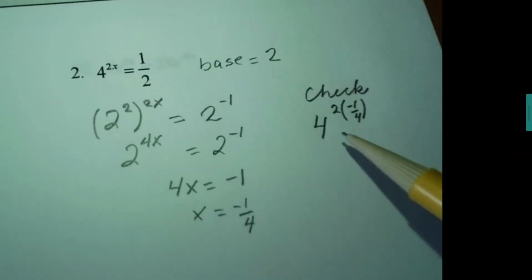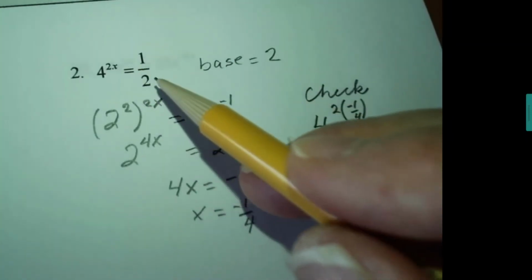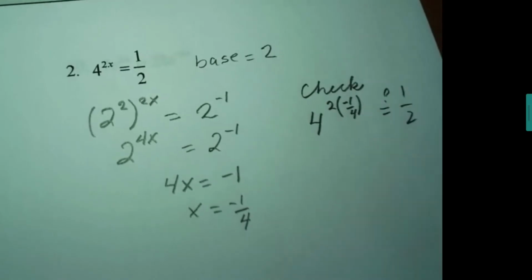Okay, let's check this one. So I'm going to write 4 to the 2 times negative 1/4, right? And then we're going to check and see if we get that 1/2. That's a question mark.